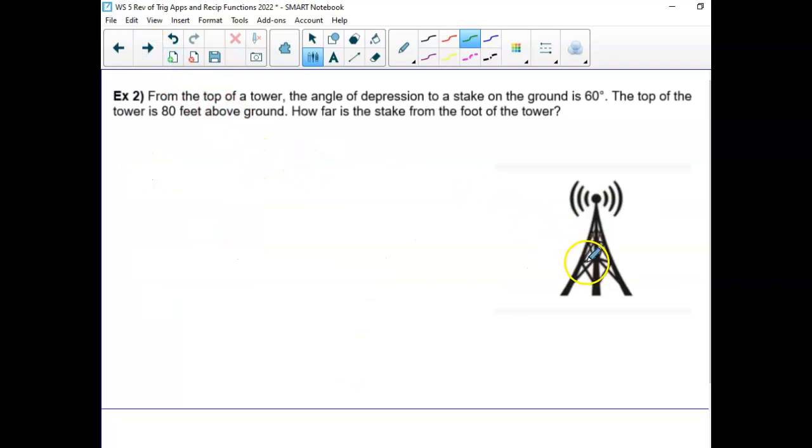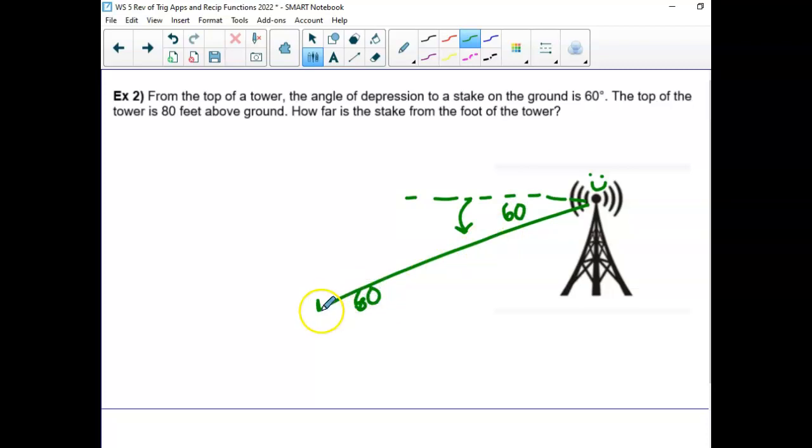Okay, I put a picture on here, but again, it just says there's a tower, the angle of depression. So now you're standing up at the top of the tower, looking down towards some stake that's in the ground holding the tower up. The angle of depression is 60 degrees. Someone's going to put that in here. But remember, angle of depression is from the horizontal looking down. So that's 60, which means the angle of elevation out here is also 60.